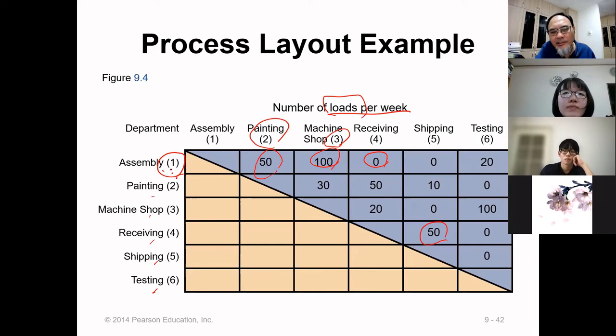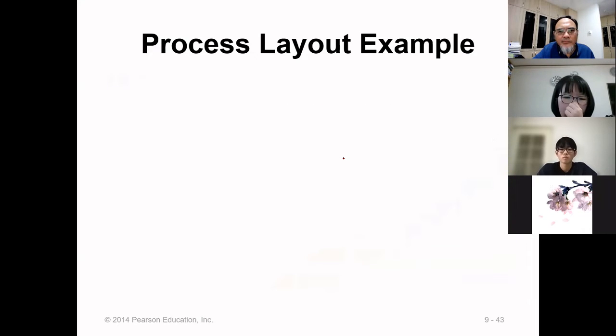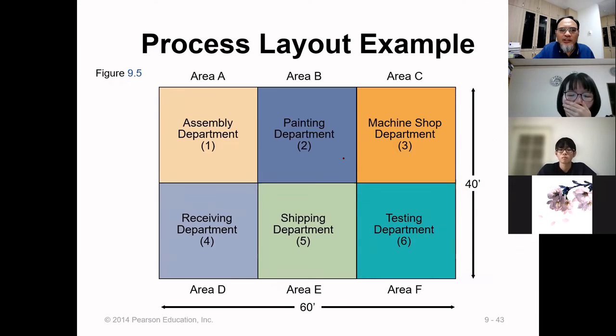This is I, basically. I is 1, then the pairs 1-2, 1-3, 1-4, 1-5, 1-6. When you come up with an initial plan, we simply assume that this is the arrangement of the departments according to our initial plan. This is assembly 1, 2, and 3, and so forth.